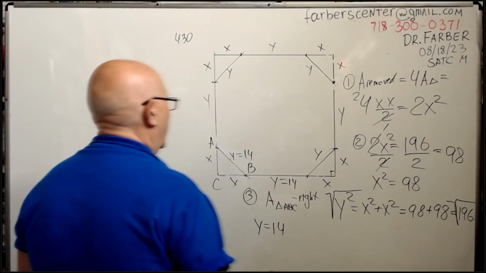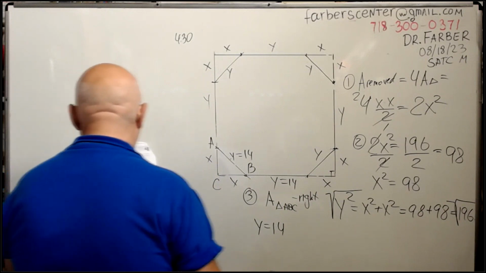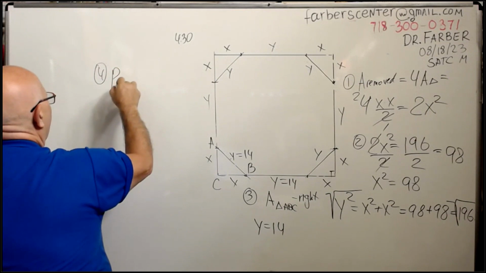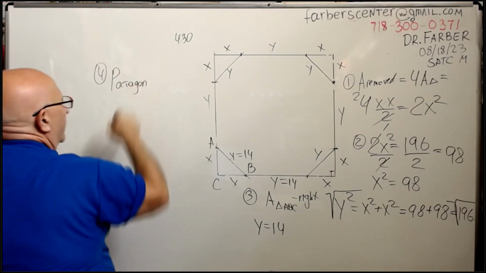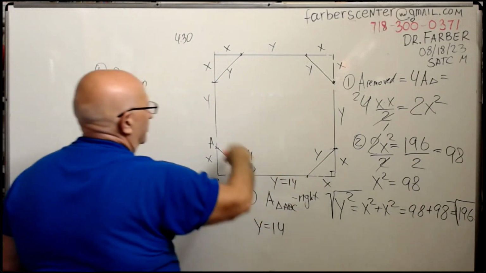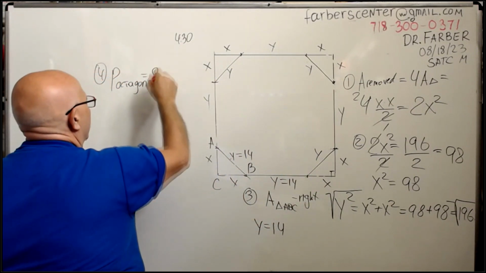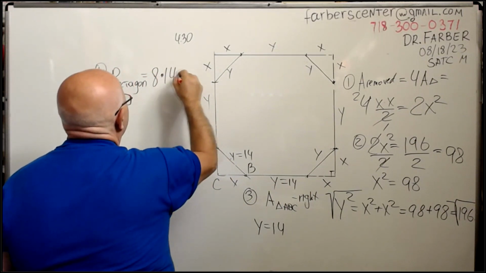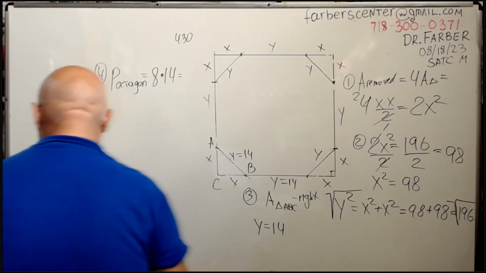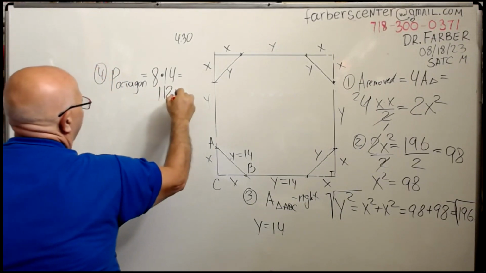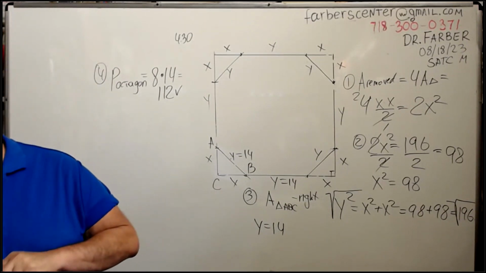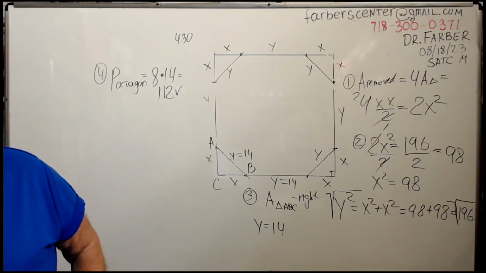They ask you to find not the area, but the perimeter. Step number 4: perimeter of the octagon. An octagon is like an octopus: 8 legs, 8 sides. Each side is 14 units. 8 times 14 is 80 plus 32, you get 112. Any questions? No questions.